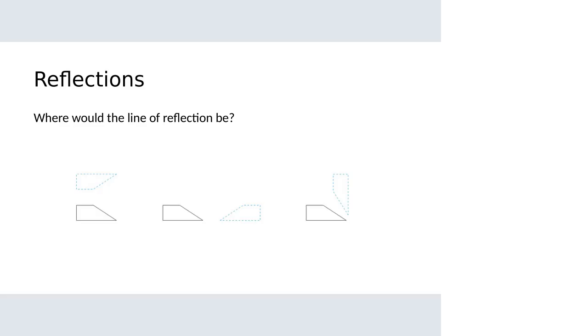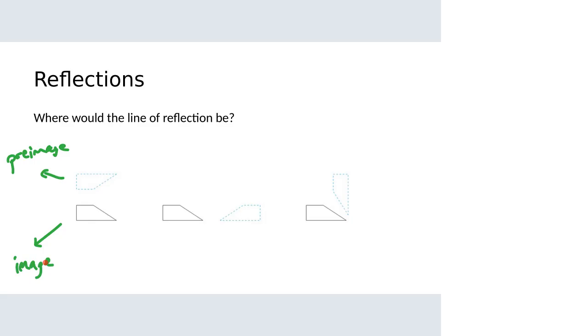Some more practice with reflections is going the other direction. Now, what we can see is we have our image and our pre-image. What we want to know is, where would the line of reflection be? It doesn't really matter which one you call the image or which one you call the pre-image. We'll just call the dotted line one the pre-image, and then the solid one we'll call the image. Where would the line of reflection be?